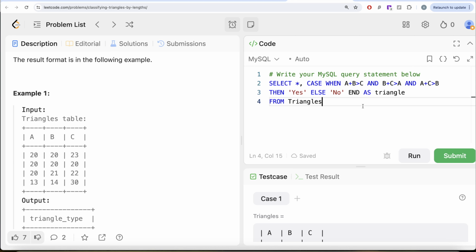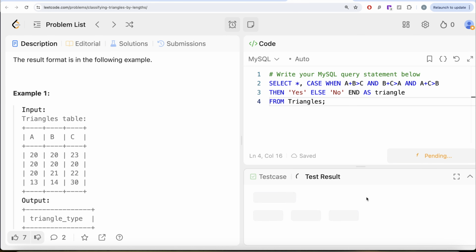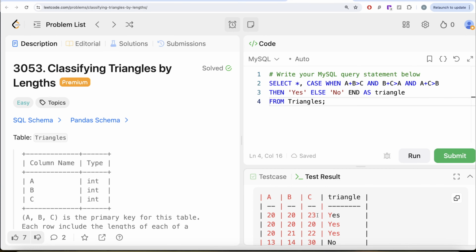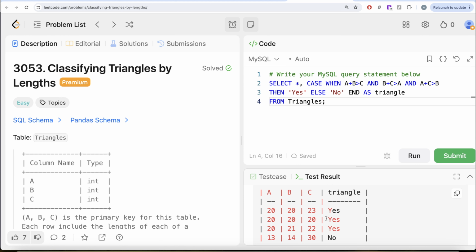Okay, let me go ahead and try to run this. Let's see what we get in our output. Here we have the A, B, C lengths, and just as we discussed, the first three can make a triangle, yes, and the last one cannot make a triangle.